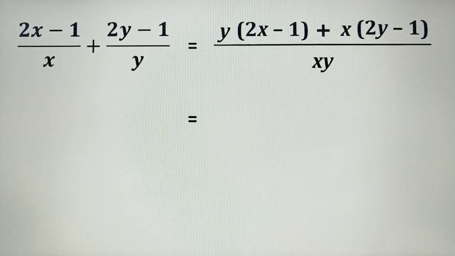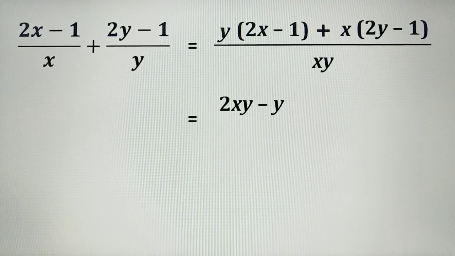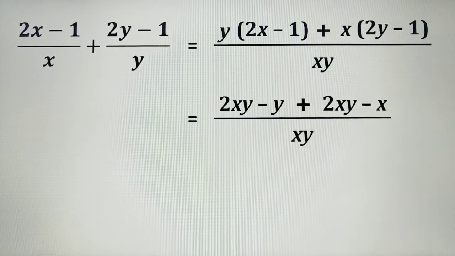Then we will simplify. y times 2x minus 1 is equal to 2xy minus y. Positive x times the binomial 2y minus 1 is equal to 2xy minus x all over the denominator xy. Next, we have to simplify the numerator by combining like terms. We can combine 2xy plus 2xy.